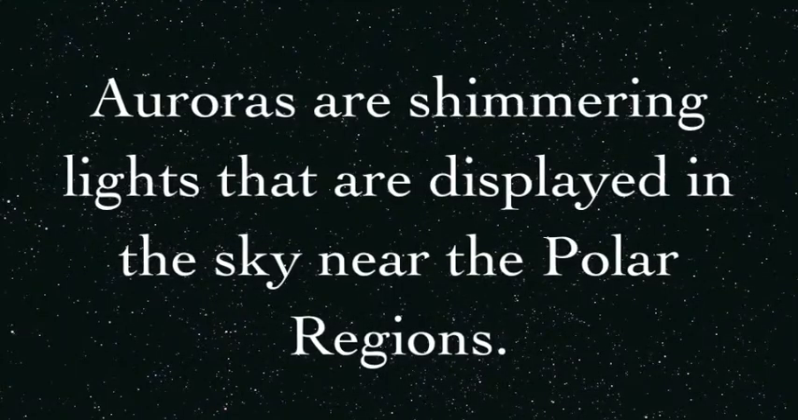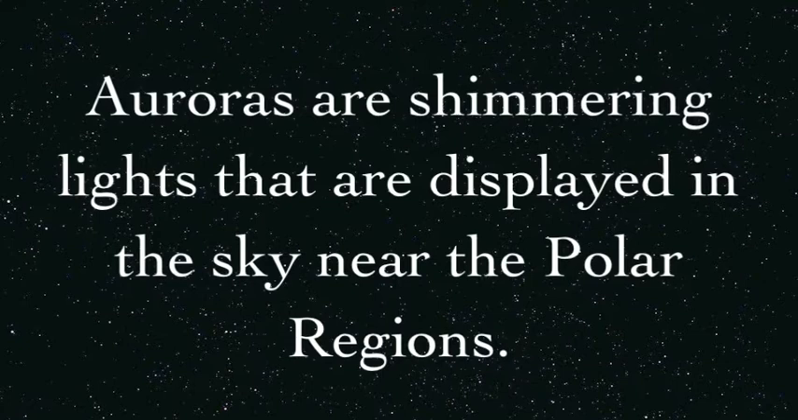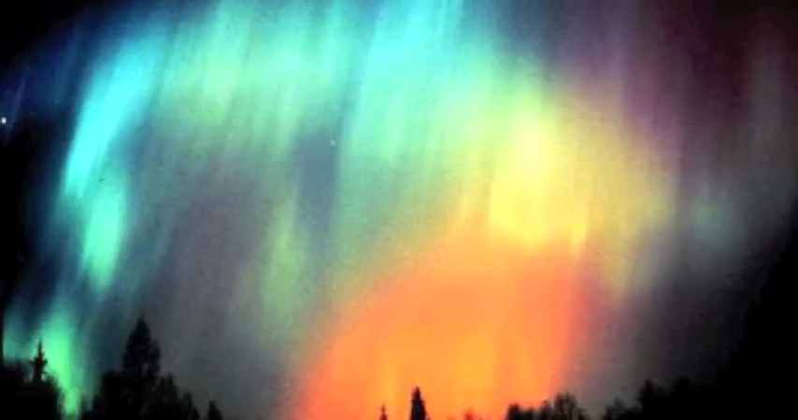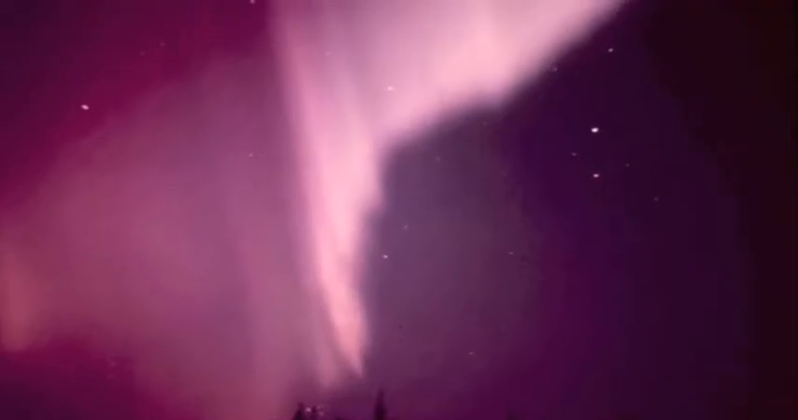Auroras are shimmering lights that seem to be displayed in the sky near the polar regions, that is, the north and south poles of the Earth. This phenomenon is named after the Roman goddess of dawn, Aurora.